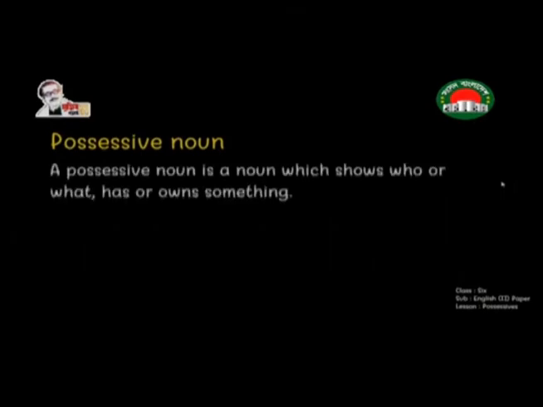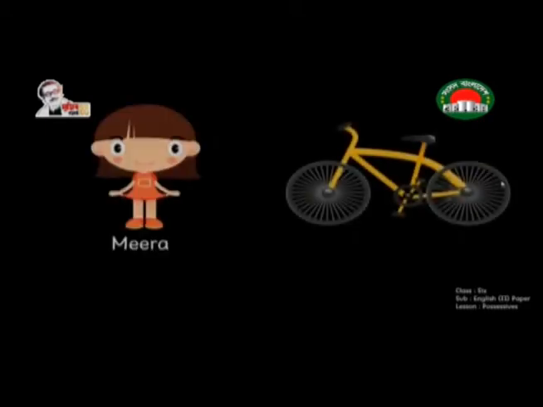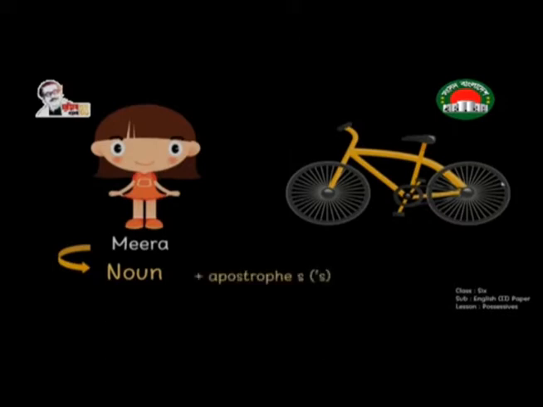So what is possessive noun? A possessive noun is a noun which shows who or what has or owns something. Yes. In the first example, this bicycle belonged to Mira. Here, Mira is a noun, so an apostrophe and s were added to noun Mira, and that became a possessive noun.